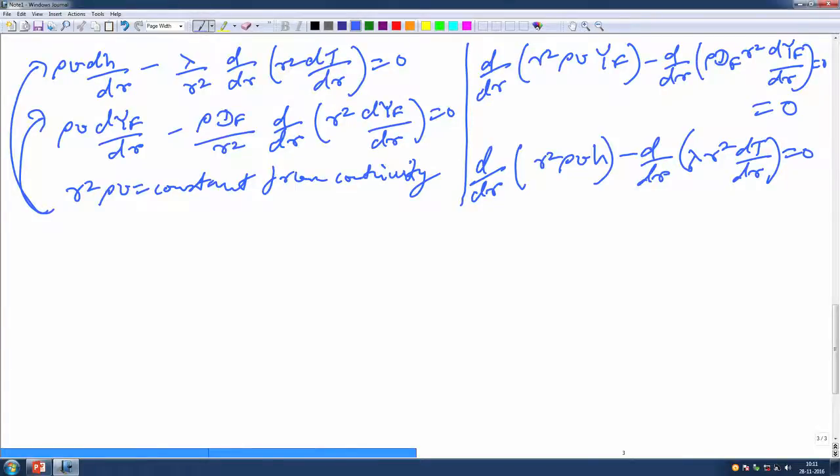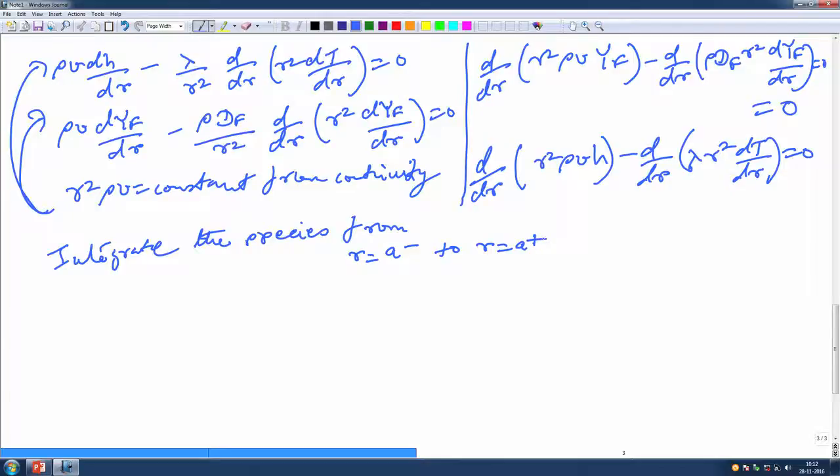So, now what we do is that we integrate the species, that is what we said, right, that we will integrate the species from r equal to a minus to r equal to a plus. That means on either side of the interface, right, minus plus. Minus means it is within the liquid, plus it is just in the gas phase, on either side of the interface. So, this is your a, just around the interface on both sides.